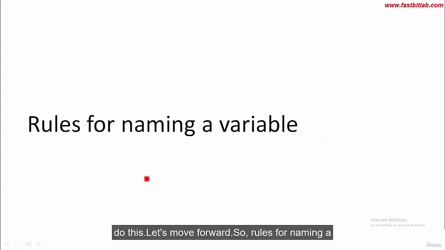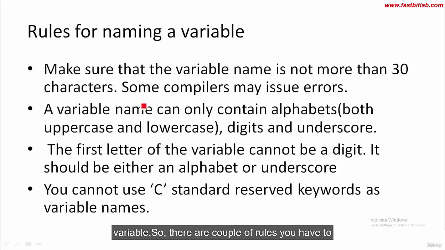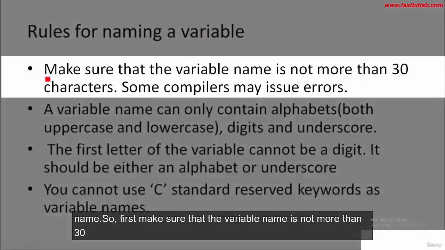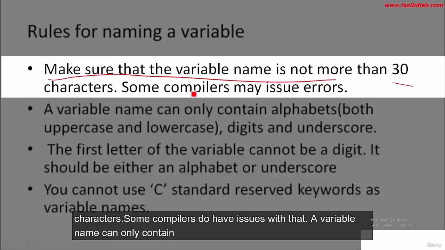Let's move forward. So, rules for naming a variable. There are a couple of rules you have to follow in order to write a meaningful variable name. First, make sure that the variable name is not more than 30 characters. Some compilers do have issues with that.